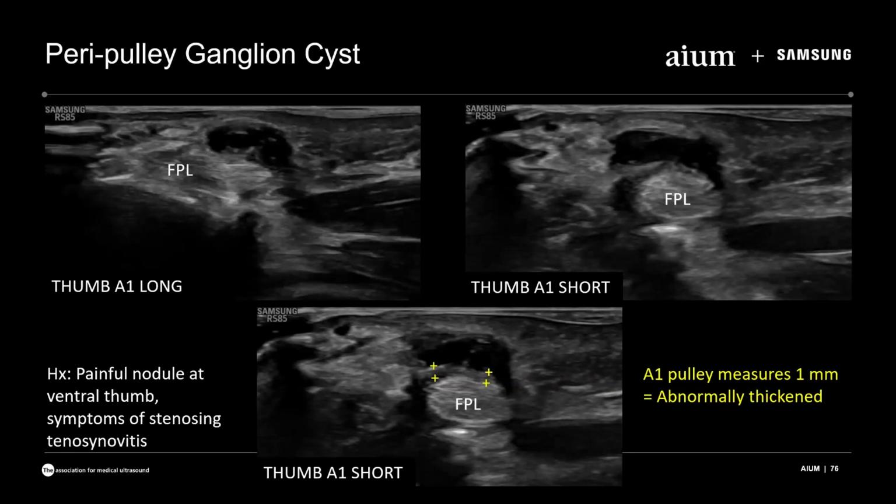Helpful for the surgeon to know, because then they can prepare to resect that intraoperatively. This one actually ruptured when they were doing the surgical release of the A1 pulley. But that's a location where ganglion cysts can occur.